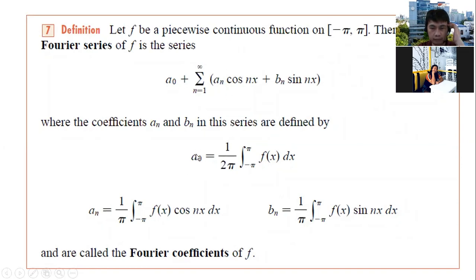the formula for a sub naught, no? So this is the formula. So it's equivalent to 1 over 2 pi times the integral from negative pi to pi of f of x dx. Similarly, we have the formula for the other coefficients such as a sub n and b sub n, which are considered as the Fourier coefficients of the given function f, no?